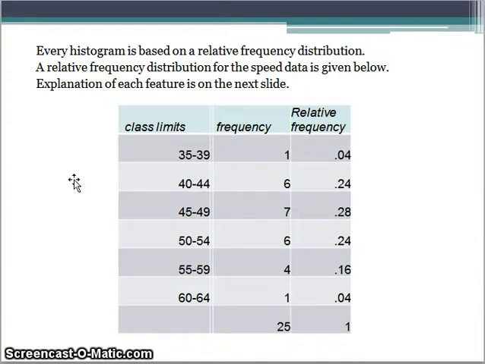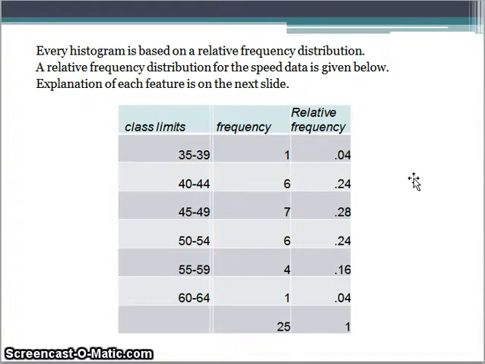And then the frequency. The frequency just means how many people are in each category. So this means that we've got one person in the 35 to 39 group. 6 people were driving between 40 and 44 miles per hour, etc. The relative frequency is just the frequency out of 100%, written as a decimal. So this 0.04 comes from 1 out of 25. 0.24 comes from 6 out of 25. 7 out of 25, etc. Okay? Now let's talk about the class limits.